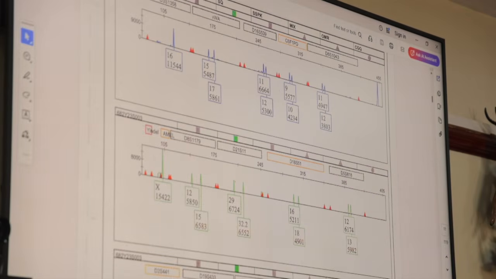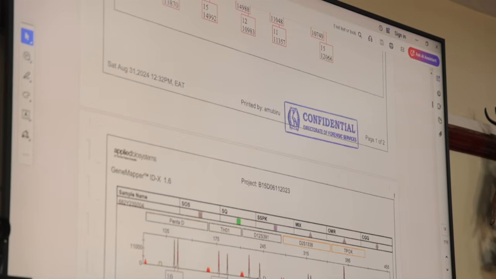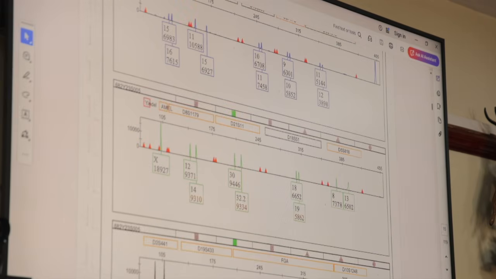In that one, there is no contamination. No, there's no contamination. Okay. Go to sample 005. That is the sample for Patricia. Yes, again, no contamination. Sorry to interrupt.